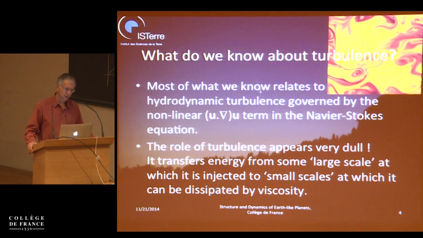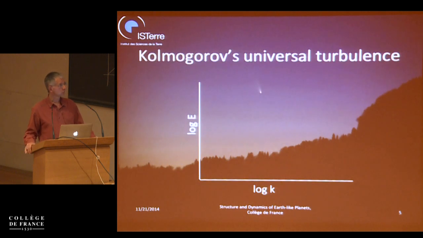And in some sense, one might see that the role of turbulence is somewhat dull. Its role is to transfer energy from the source, some large scale at which energy is injected, often from instabilities which already depend on these non-linear terms, to small scales at which it can be dissipated by viscosity. So that's a very simplified way I can see turbulence and its possible impact for what happens in natural systems. And of course, I think you all know about Kolmogorov's universal view on universal turbulence, which is derived from hydrodynamic turbulence.